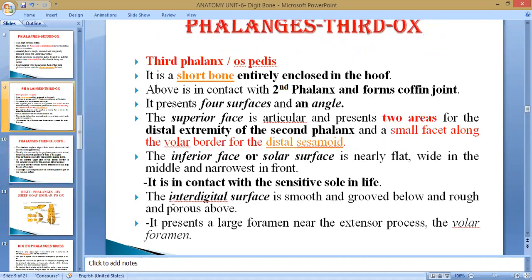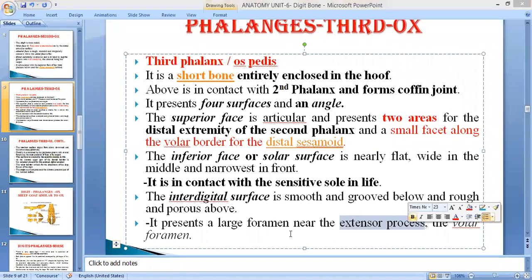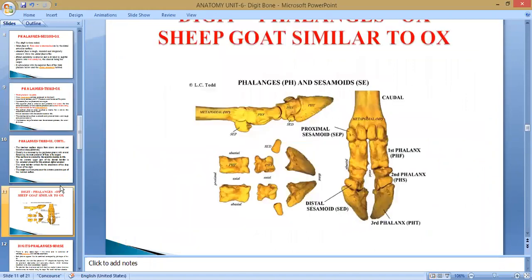So the interdigital surface is located in between two digits, in between two axial surfaces of this phalanx, that is smooth and grooved with some porous structure, and it presents a large foramina near the extensor process, that is known as volar foramina. Volar foramina we will see in this bone. I will show you later on.